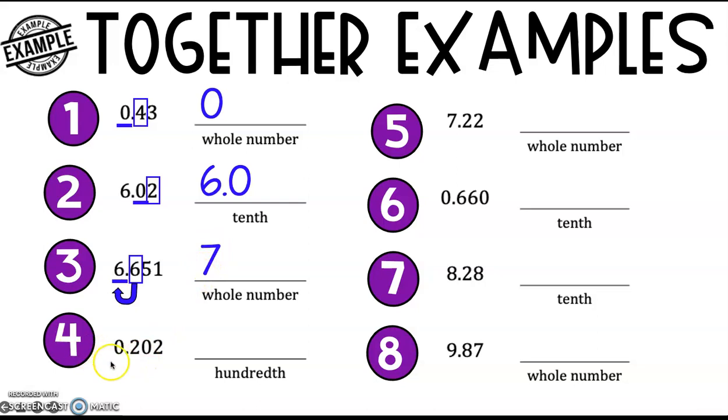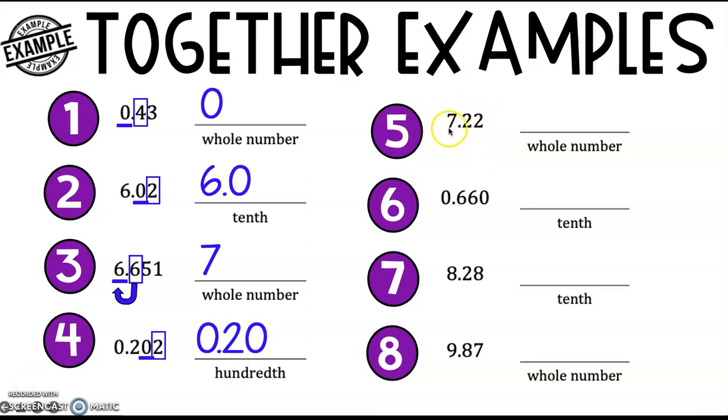Okay, number 4 says 0.02, and I'm going to be rounding to the hundredths place. So I'm going to put a line under my 0 here because that's the hundredths place. And I'm going to look next door at this 2. 2 doesn't bump anything up, so I'm just going to round it off at 0.20. All right, let's take a look at number 5.